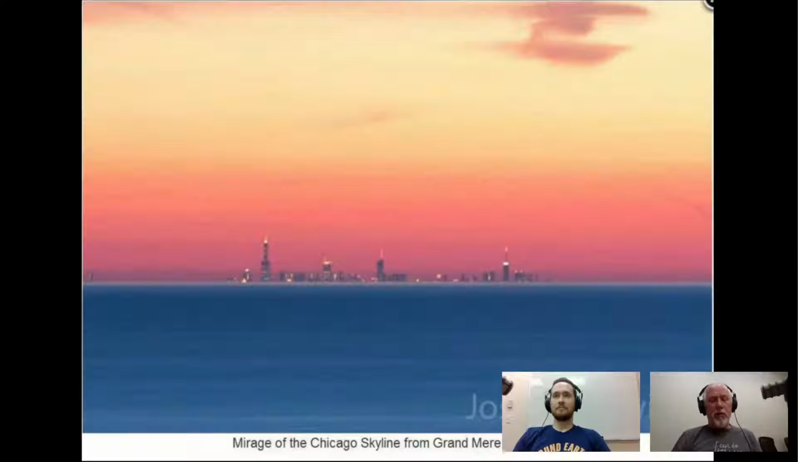But notice one thing, if you look very carefully, it doesn't go all the way down to the street level. There's still some cutoff occurring there. It's not down to Lakeshore Drive, which you should see, or Adler Planetarium, things like that. Right, because there is a cutoff taking place there.